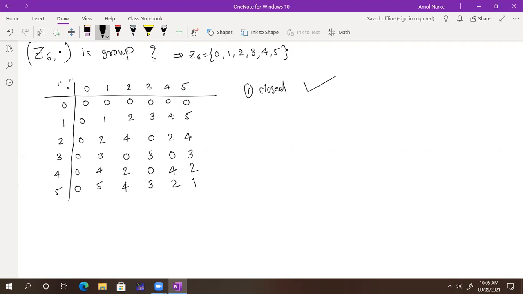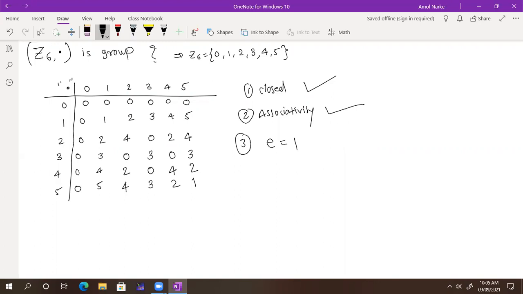Closed is done. Associative? Yes, sir. Why? Multiplication is associative on Z, therefore it is associative on Z6. It is an inherited property. Associative. What about the identity element? What is the identity element here? 1. One is the identity element. Can I write down 1? Everyone agree with that? 0 into 1, I am getting 0. 1 into 1, I am getting 1. 1 into 2, 2. 1 into 3, 3. 1 into 4, 4. 1 into 5, 5. So identity.